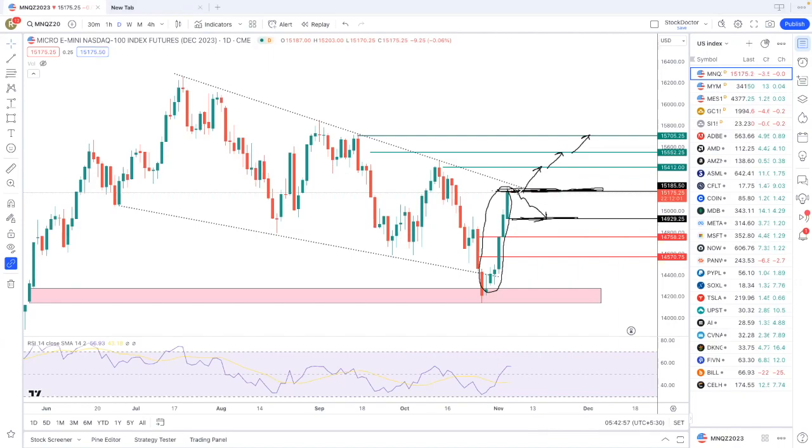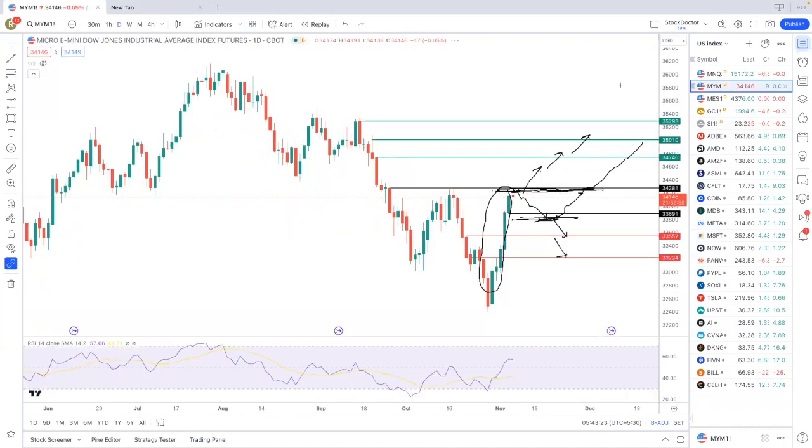If we don't break above this and we come back to 14,900, then we need to see if Nasdaq can take a reversal from here again and start going up like this. If it doesn't hold 14,900, then there can be a selling opportunity for 14,750 and 14,570. Now let's go ahead and start the analysis of Dow Jones.